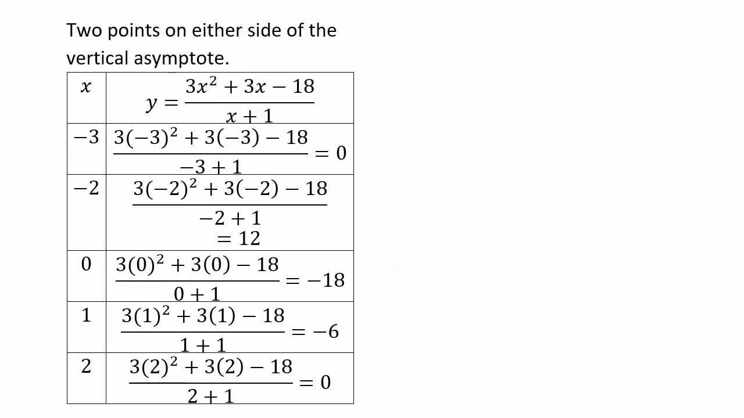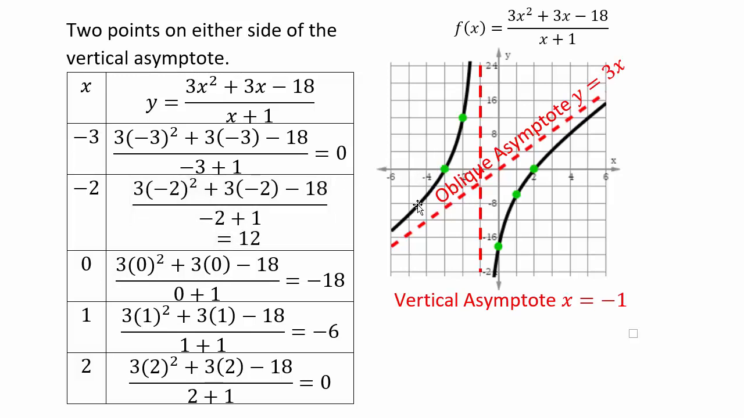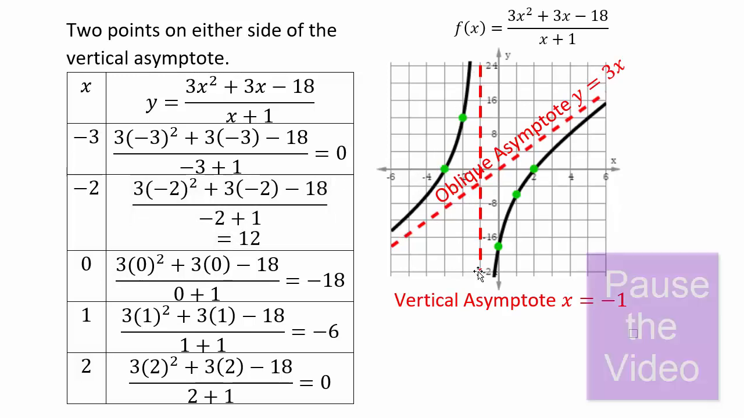Again, putting in coordinates, 2 points on the left and 2 points on the right of the vertical asymptote and making a table, plotting points, will give us this shape that you see right there.